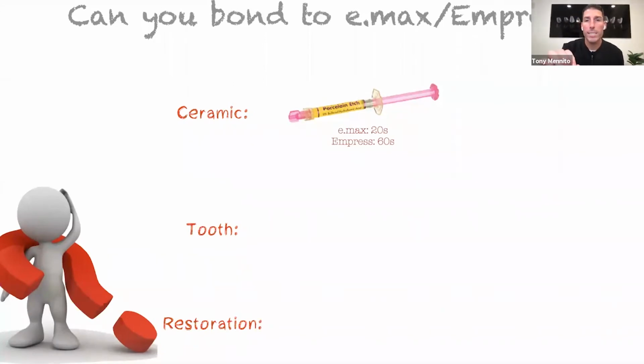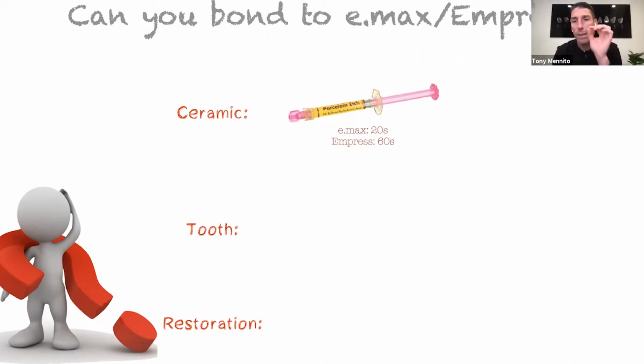So hydrofluoric acid, usually 9% is what is sold. And for emax, you only etch it for 20 seconds. For Empress, you need longer. You need 60 seconds for Empress. So there's a little bit of a difference there. These are totally different materials, so you've got to treat them differently on the front side. But only 20 seconds for emax.